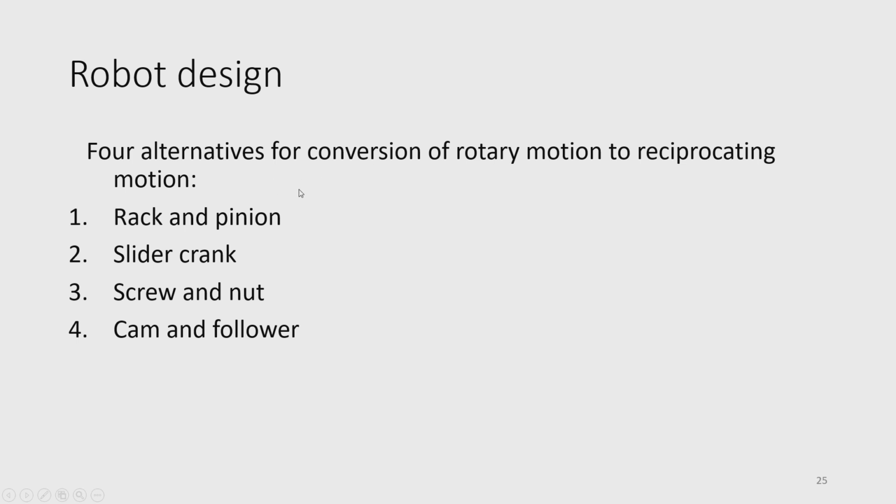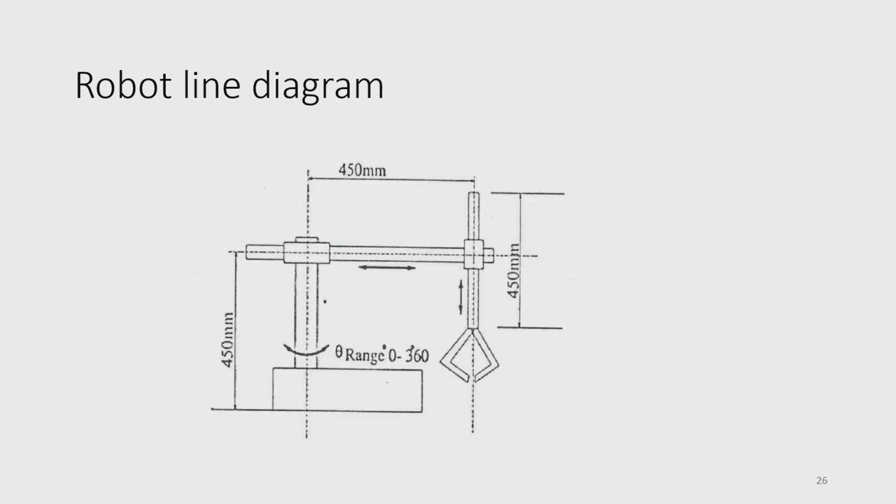So, one is the rack and pinion, a method by which rotary motion can be converted to reciprocating motion. Then a slider crank mechanism can be there, screw and nut can be there, and cam and follower can be there. Now, I have made a rough robot line diagram.